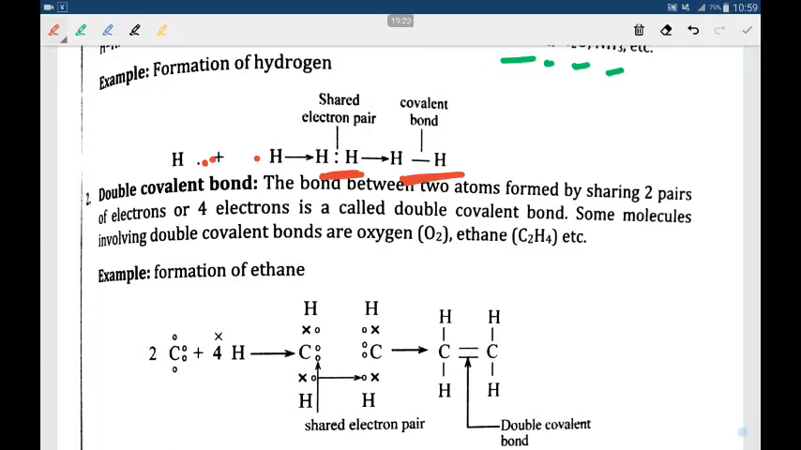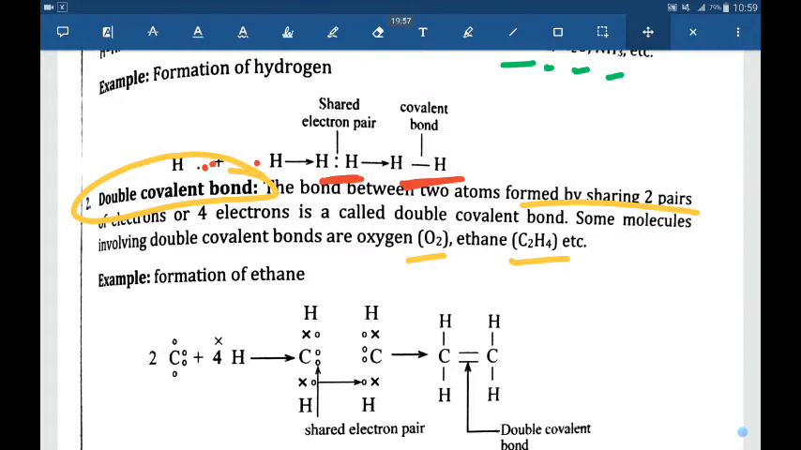If one pair is shared, then what is it called? Single covalent bond. Now dear students, let's discuss double covalent bond. What is double covalent bond? Very easy to define. The bond that is formed by sharing two pairs of electrons. Double covalent bond is formed in O2, ethene, C2H4, etc.